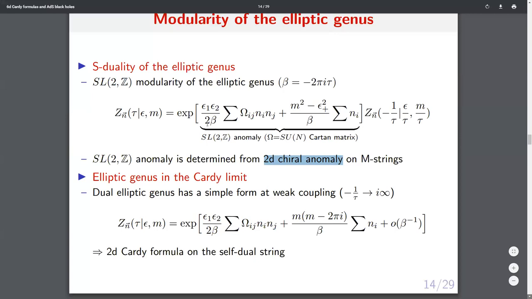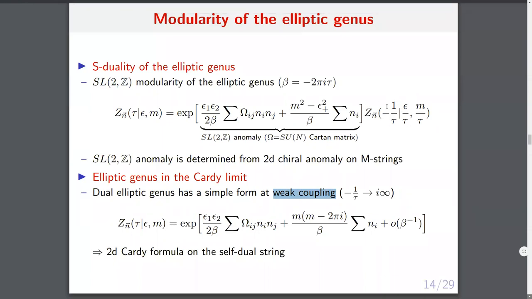This S-duality property plays a critical role when you want to compute the elliptic genus in the Cardy limit. Because the dual elliptic genus depends on minus 1 over tau, the dual elliptic genus is at weak coupling, and in the weak coupling regime, we can simply approximate it with a simple perturbative form. Then with this S-duality transformation, we finally obtain the elliptic genus in the Cardy limit as the following expression.